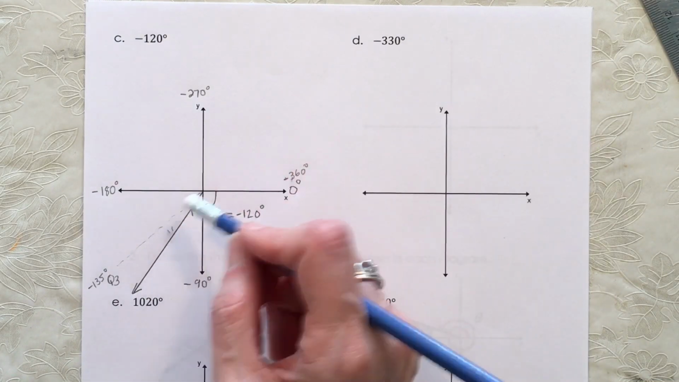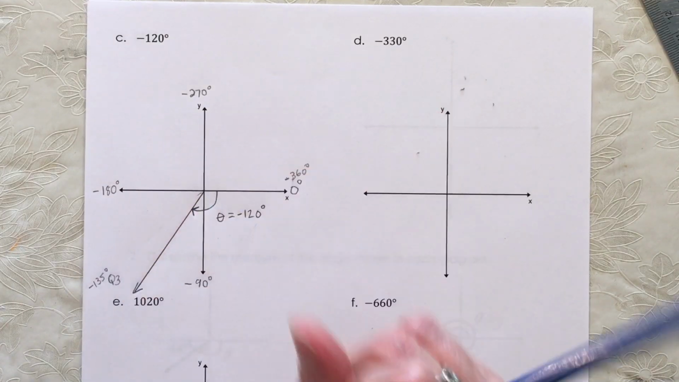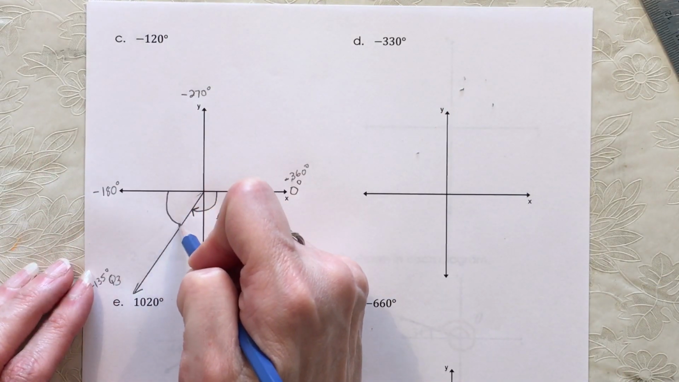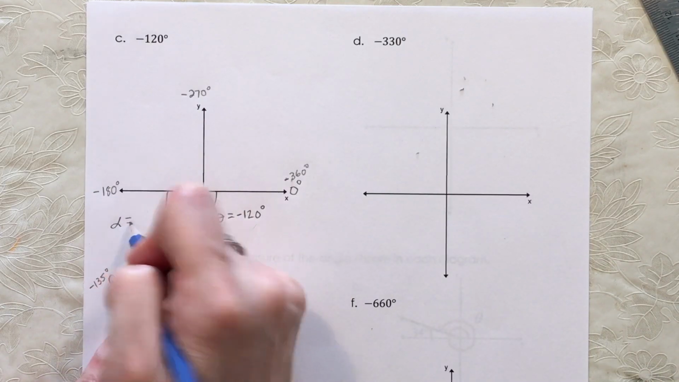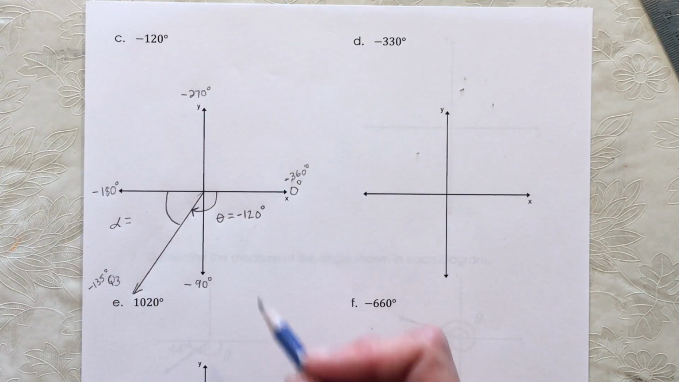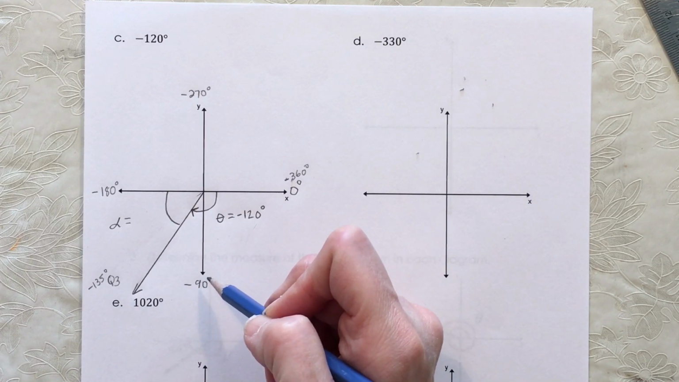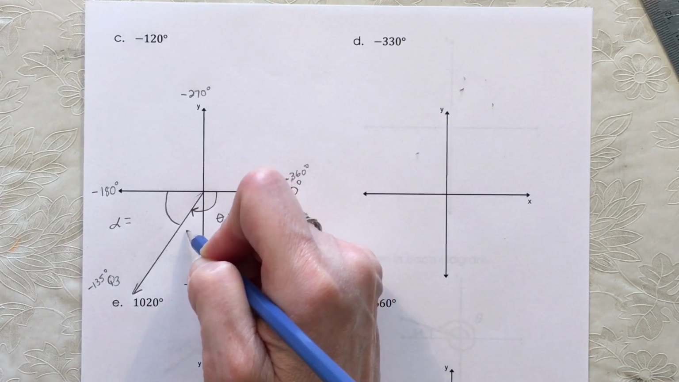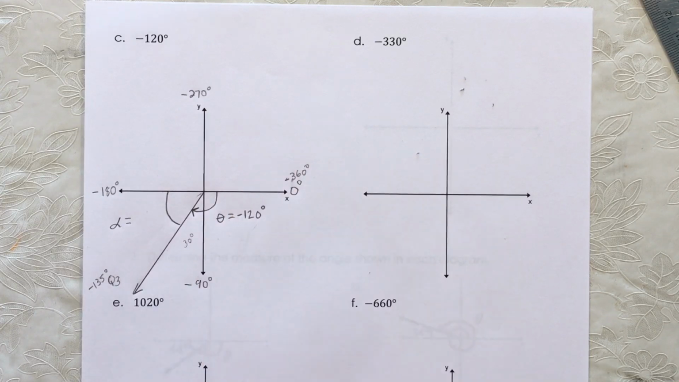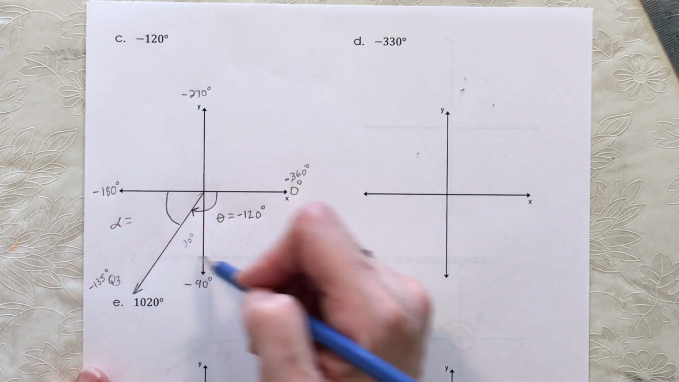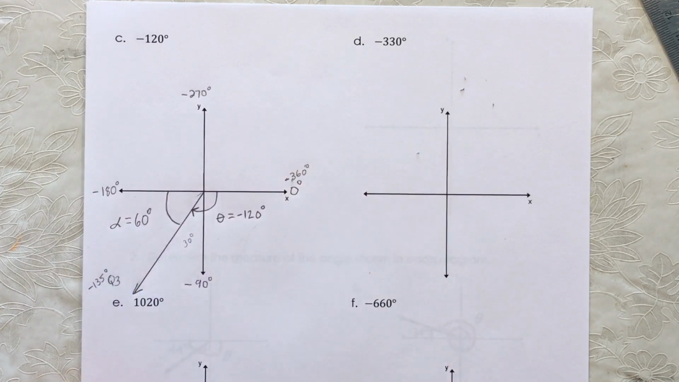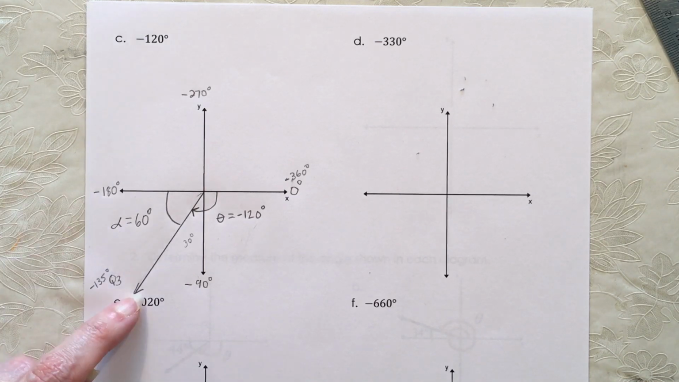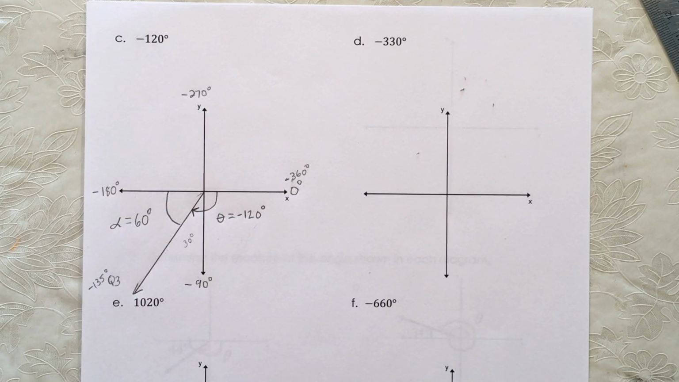Now alpha, let me just erase this for a minute, is always between the x-axis and the terminal arm, and it's always positive. So alpha is going to be this distance in here. You can think about it in a couple of ways. If this is 90 and this is 120, then we know that this angle in here is 30, and a whole quadrant is 90 degrees, so alpha would be 60 in this case. Or you could do negative 180 subtract negative 120, which would give you negative 60, but alpha is always positive.